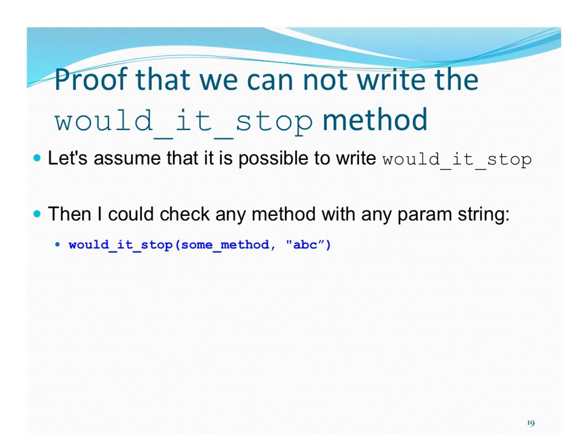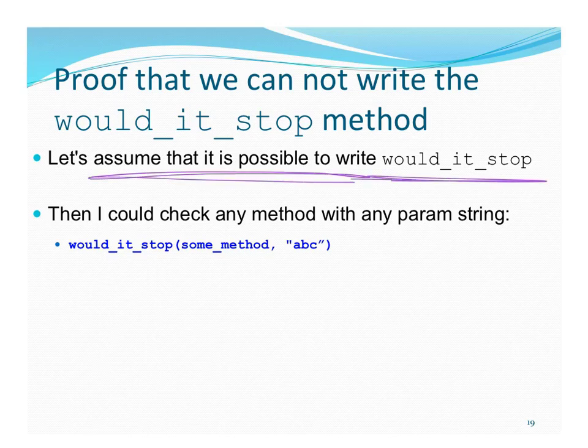So let's get started with our proof that we can't write a would it stop method. We're going to start, of course I told you it's proof by contradiction, by assuming the opposite. So we're going to assume that it's possible to write the would it stop method. And I'm going to give you a series of steps that will eventually end up with some sort of a contradiction, at which point we'll say, well, I guess my assumption was wrong. Okay? So for starters, we're going to assume it is possible.